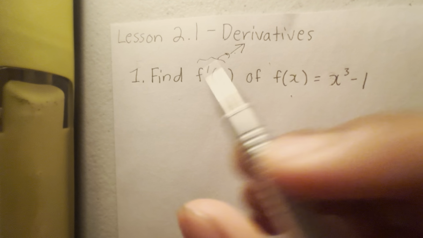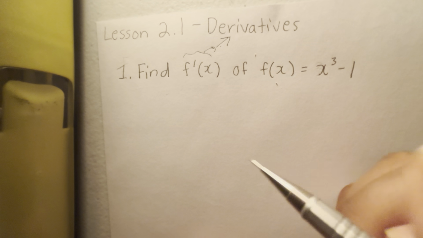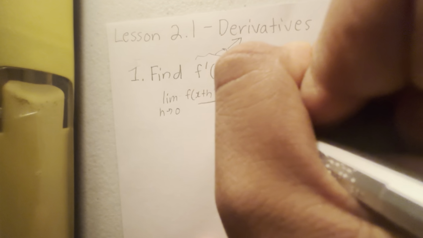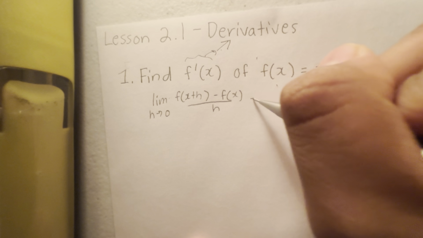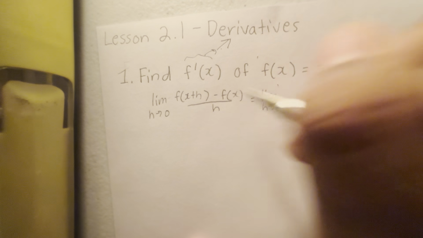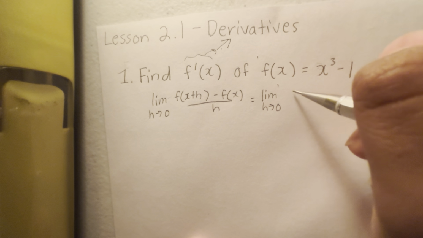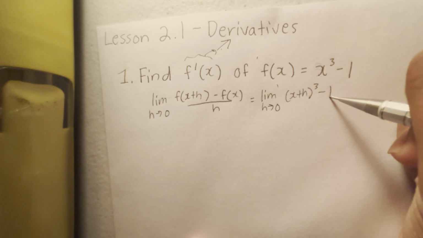For example, to find the derivative of a function without being given a specific point, you want to use the difference quotient, which is the limit as h approaches 0 of f of x plus h minus f of x over h. So here we have f of x plus h. To find f of x plus h, you plug x plus h into this function, so it would be x plus h cubed minus 1. So that covers this part.